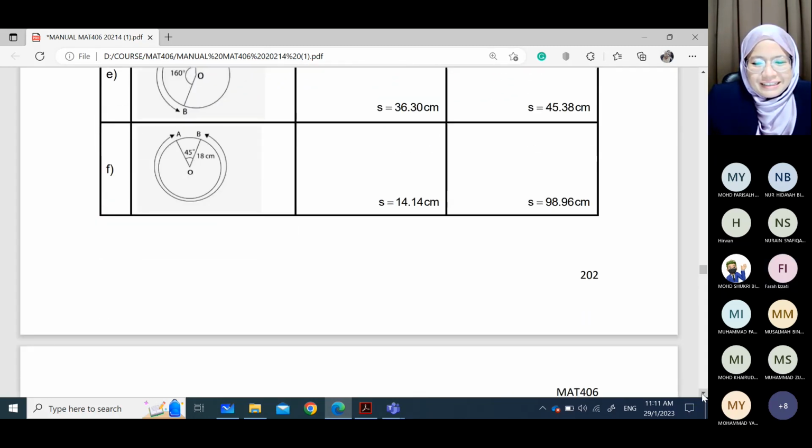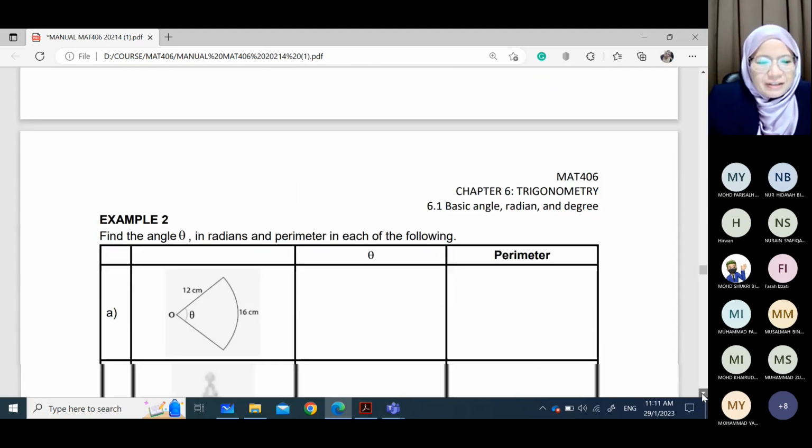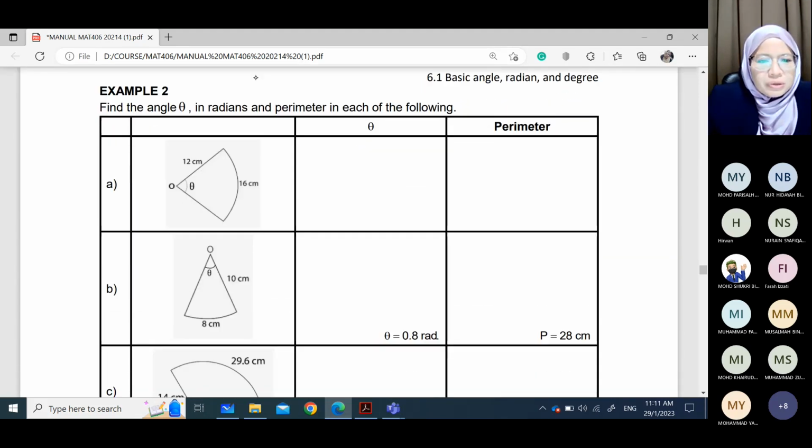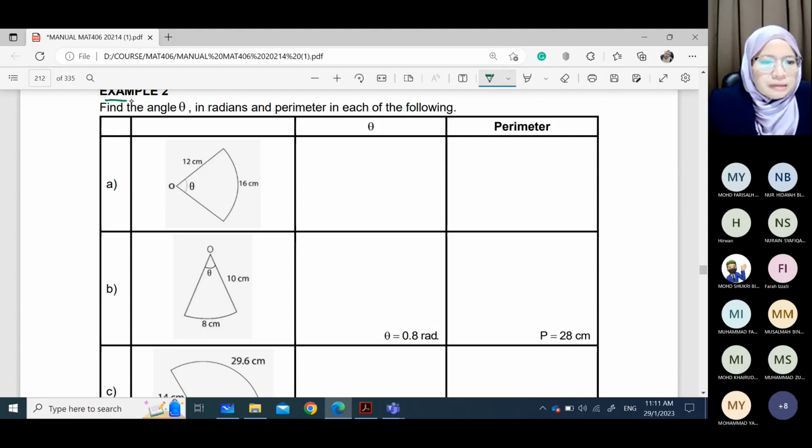Jelas ya ke? Okay, right. So kita tengok example 2. Example 2, find the angle in radians and perimeter in each of the following. Okay, so find angle. So soalan ni minta kita cari angle in radians and perimeter.